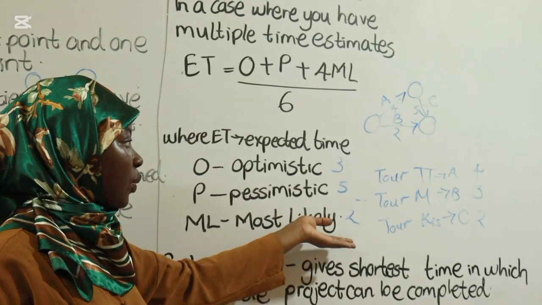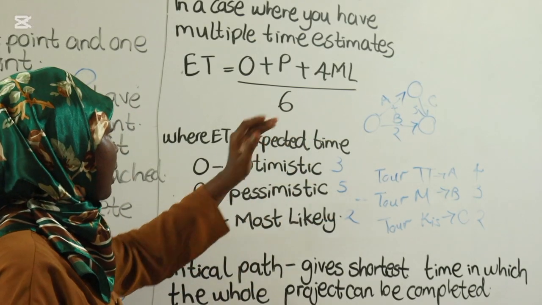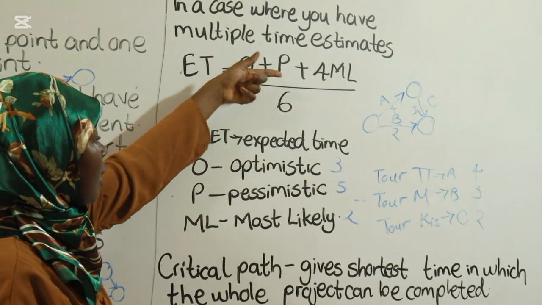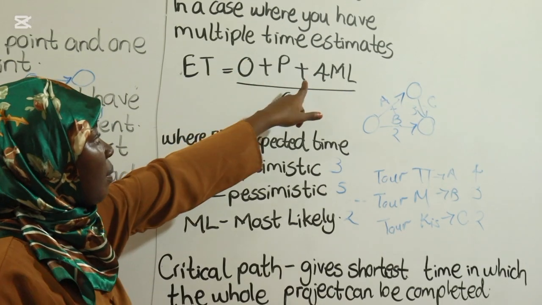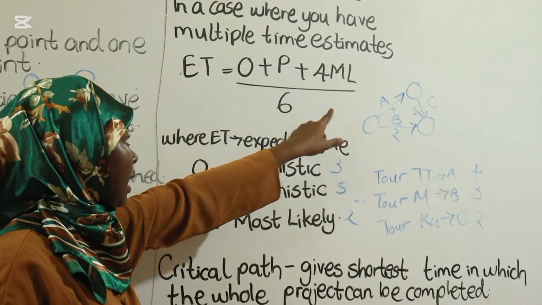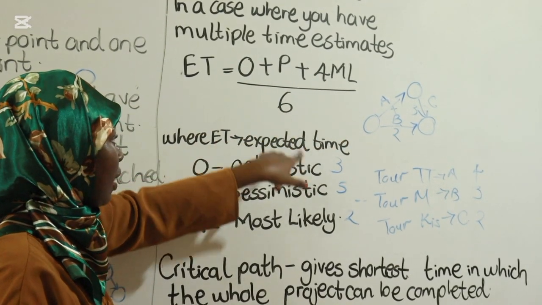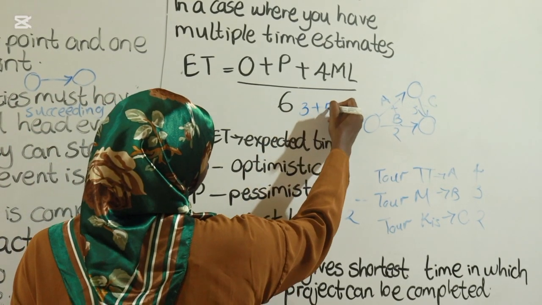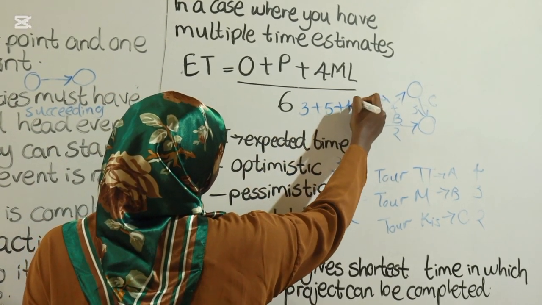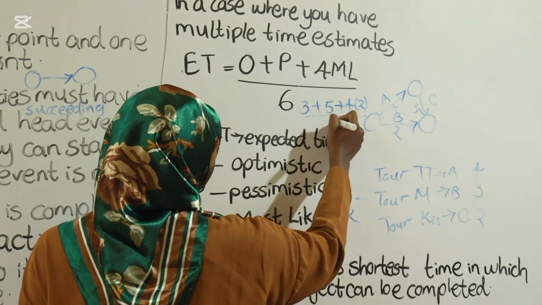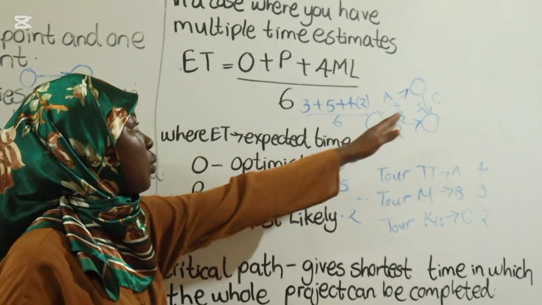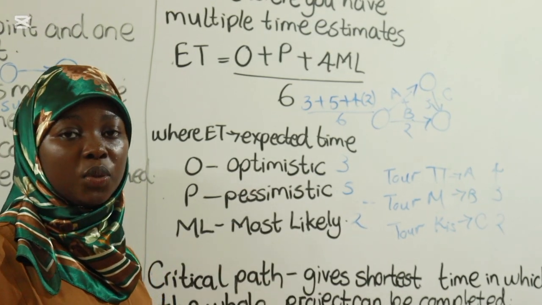You should calculate to get an expected time. So this is the formula. You take the optimistic plus the pessimistic plus 4 times the most likely, and then you divide by 6. So in our case here, you take 3 plus 5 plus 4 into 2, and then you divide by 6. The answer you get here is the time you're going to place, is the time you're going to use.